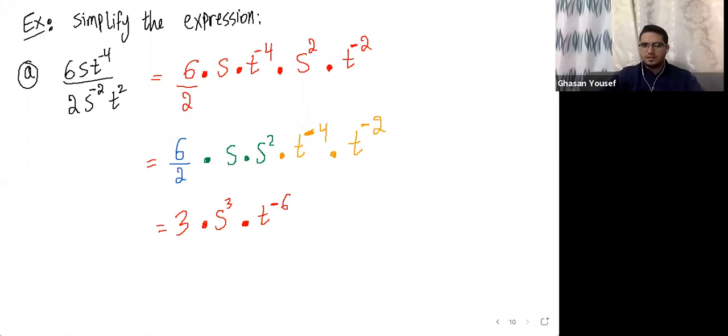So again, if the question told you don't write the answer with negative exponent, you have to move this one to the denominator. So this is equal to 3 times s to the power 3 over t to the power 6, positive. Is it clear? Makes sense?